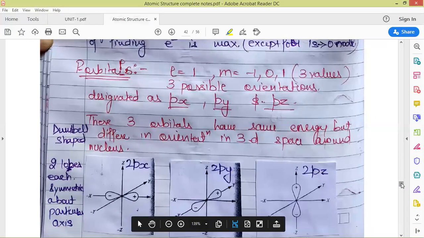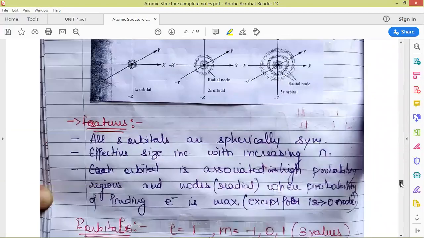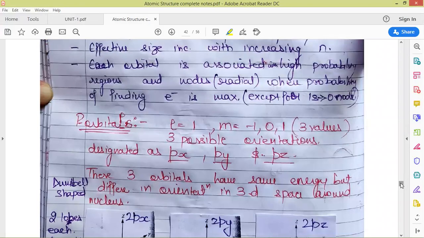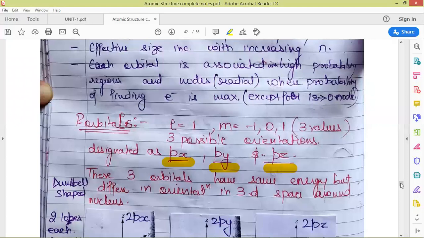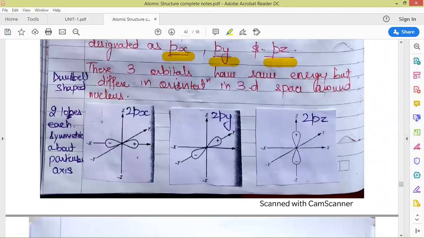So we discussed the shapes of the s orbitals, and now we'll start with the shapes of p orbitals. For p orbitals, the value of l is 1, and the possible values of m for l as 1 are -1, 0, and 1. So there are three values. That means there are three possible orientations, designated by px, py, and pz. So these are the three different orbitals for the p subshell.